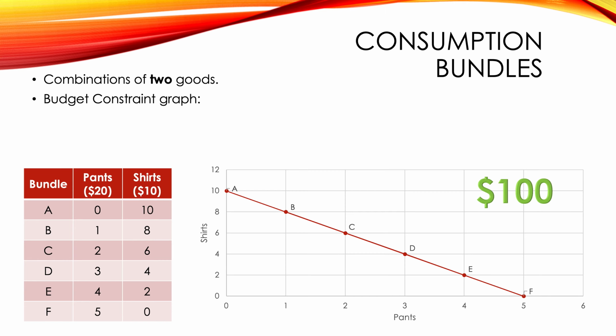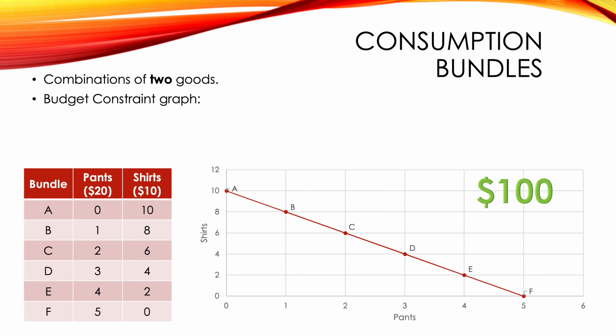And if we were to graph this information, it might look something like this. Shirts on one axis, pants on the other axis, doesn't really matter which one goes where. And I just put $100 on the graph just so that you remember that that's how much money you have available to spend. And so when you plot this, it's going to come out as a downward sloping line, and I've labeled all the consumption bundles that we already picked out there.